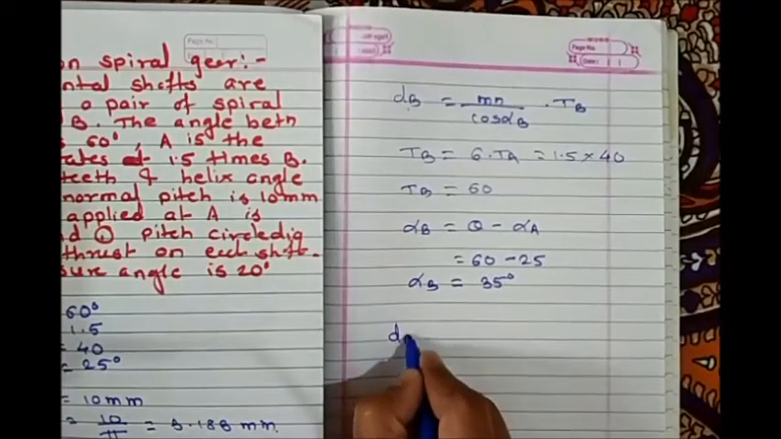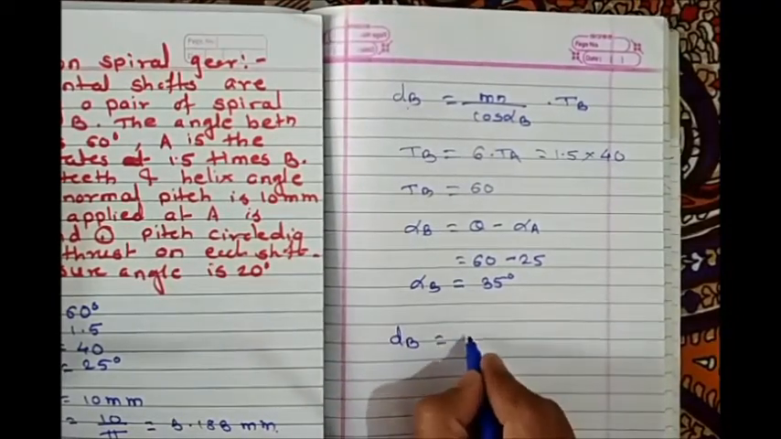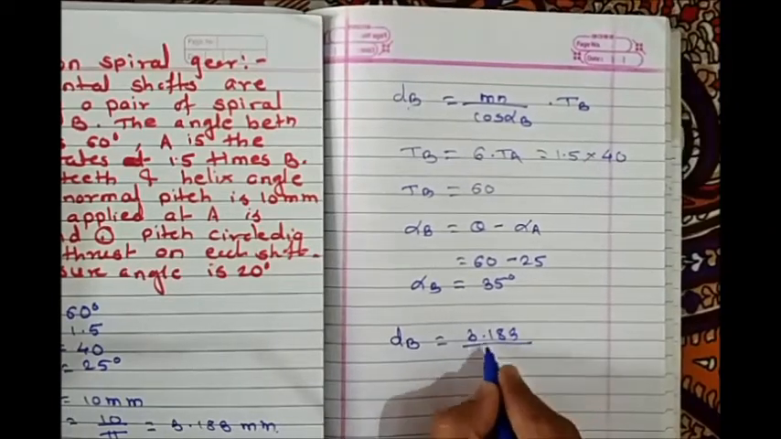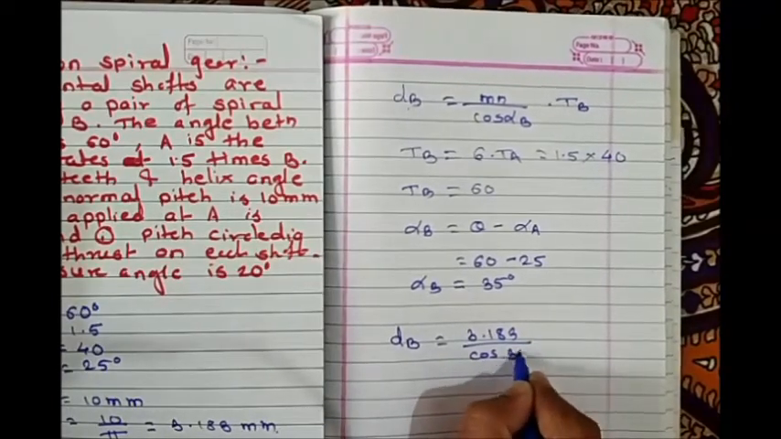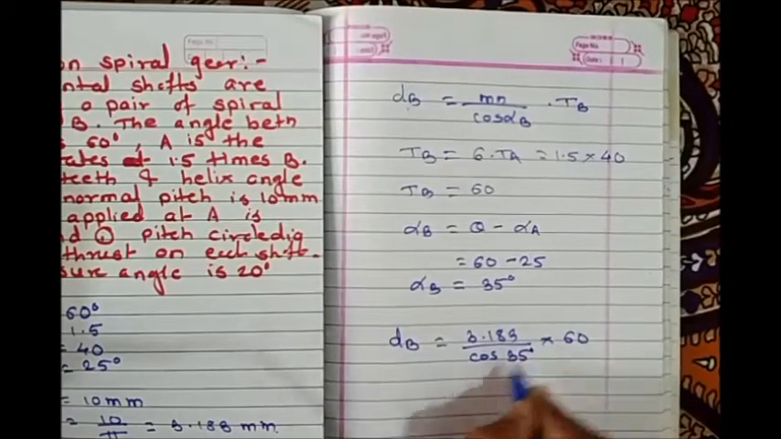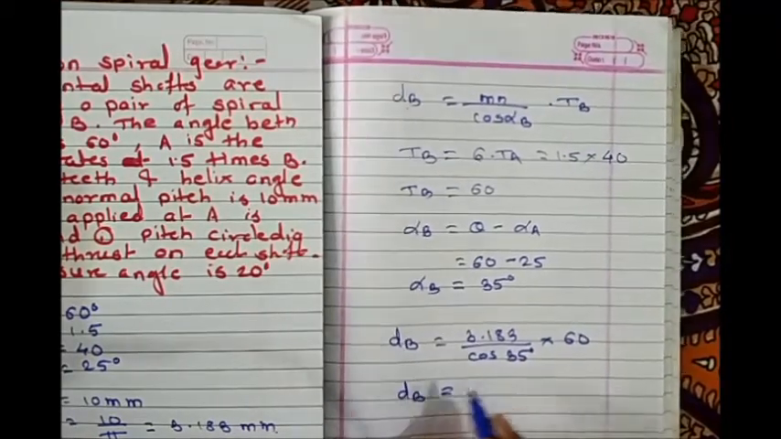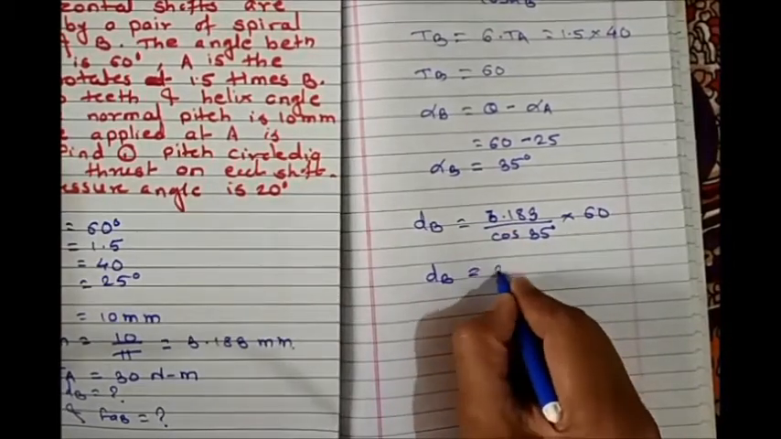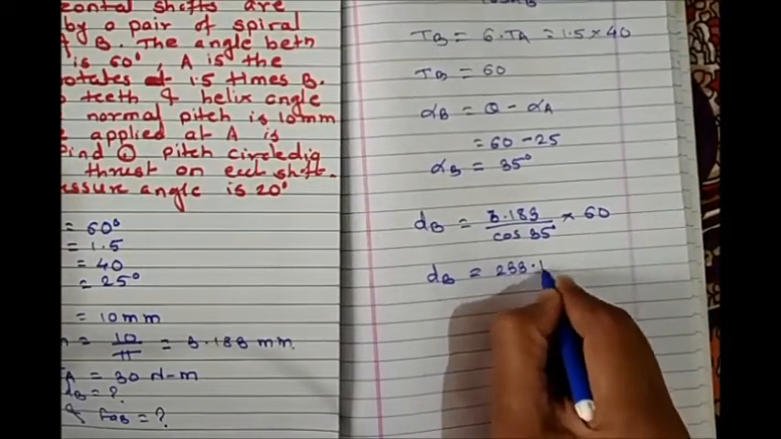Now let's calculate dB. dB is equal to mn, which is known, 3.183, divided by cos of 35, into 60. In this way we get the pitch circle diameter of the gear. So dB is equal to 233.1 mm.